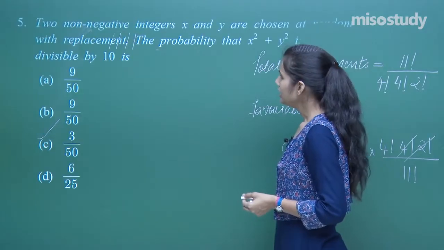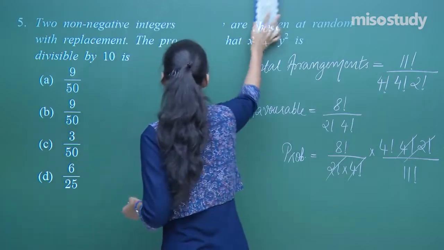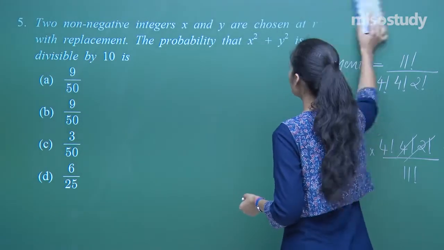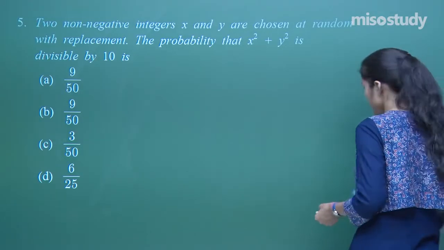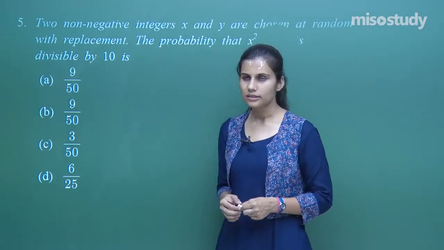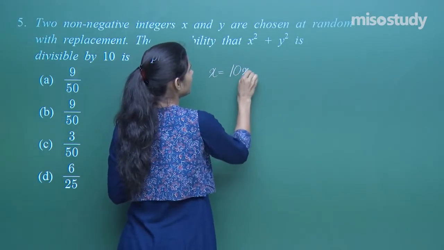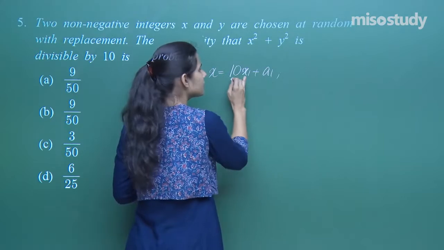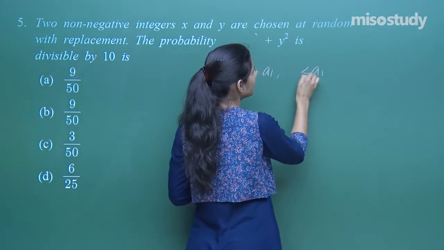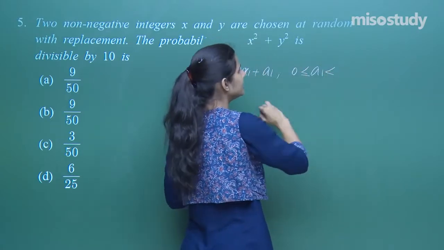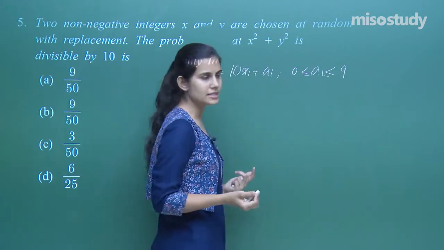Now, the next question says there are 2 non-negative integers x and y which are chosen at random with replacement. The probability that x square plus y square is divisible by 10. So when x is divided by 10, you get 10x1 plus a1. This is the quotient, this is the remainder. What is the status of the remainder? a1 is greater than or equal to 0 and strictly less than 10, which is the divisor, or less than or equal to 9.